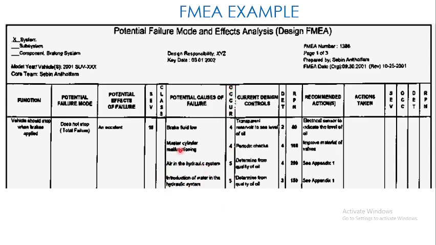By reading this, you can see this does not happen very frequently, so the occurrence could be graded as 4. Air in the hydraulic system is more common, so you can say 5. A chemical or water contamination is 5.